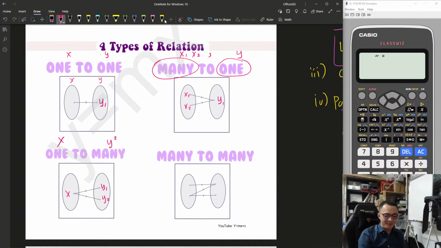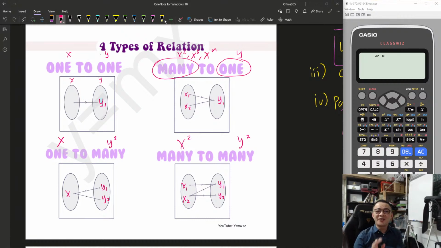So this one is many to many, meaning you can have 2 x values linked to 1 y value, or 1 x value linked to 2 y values. This can be something like x squared and y squared in the equation world. It can be x squared, x cubed, or x to the power of n.